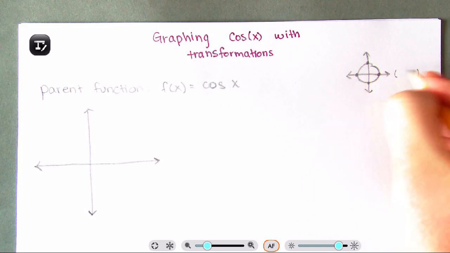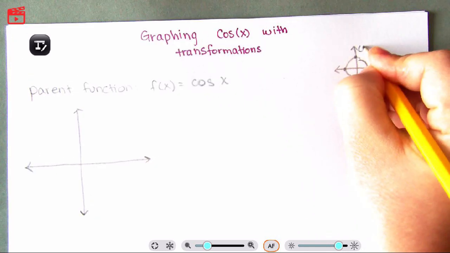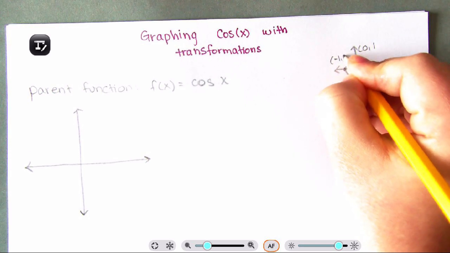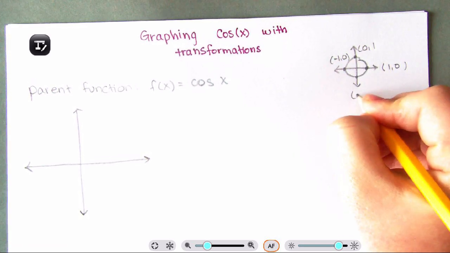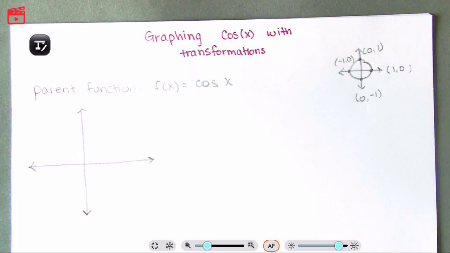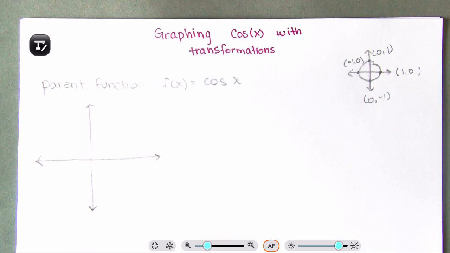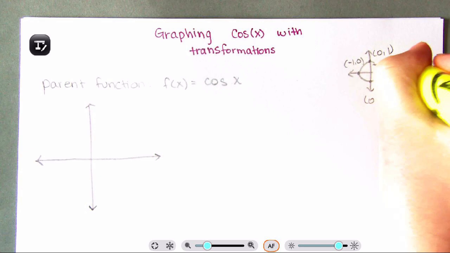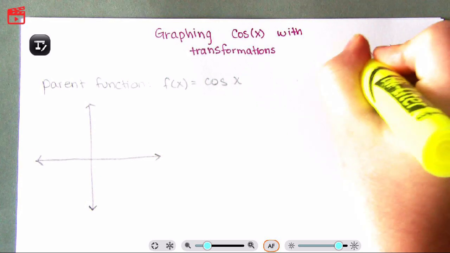Okay, so this point is located at 1, 0. This is 0, 1. This is at -1, 0. And this is at 0, -1. Cosine is our x in our points. Oh, excuse me. So our cosine values are going to be these values here.